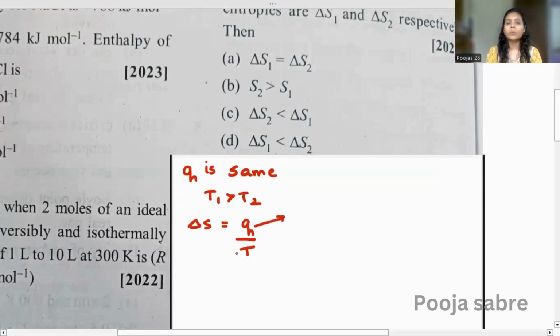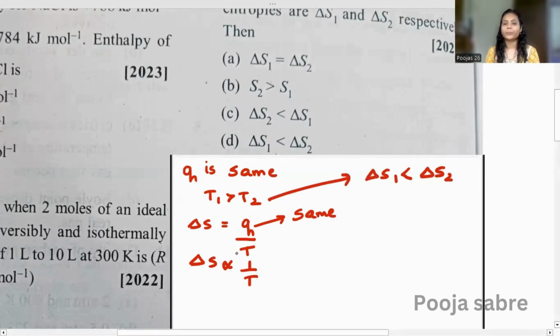And we know that Q is what? Q is same. Q same है. तो यहाँ पे मैं लिख सकती हूँ कि delta S, it is inversely proportional to T. That means entropy and temperature, they are opposite to each other. If T1 is greater than T2, then what will happen? Delta S1 will be lesser than delta S2. Okay, because the T and entropy, they are inversely proportional. तो T1 greater है तो यहाँ पे S2 greater हो जाएगा. ठीक है? So which is the correct option? Option number D is the correct answer to the question number 4. Clear?